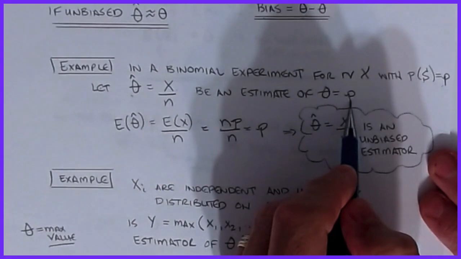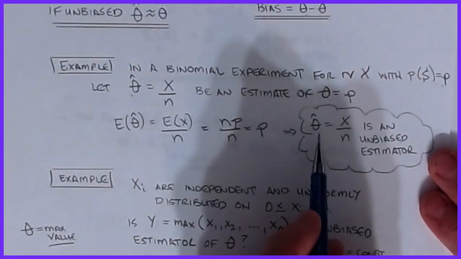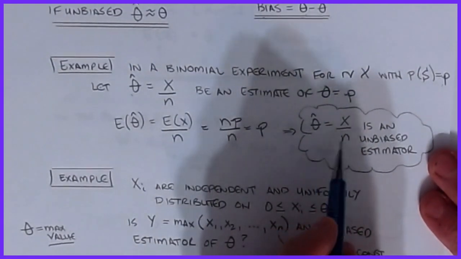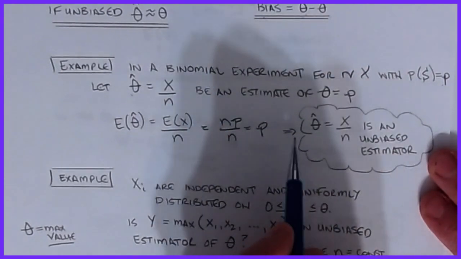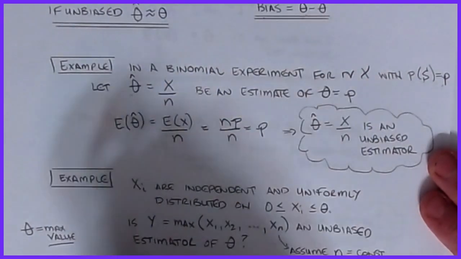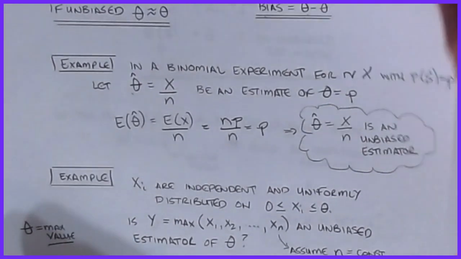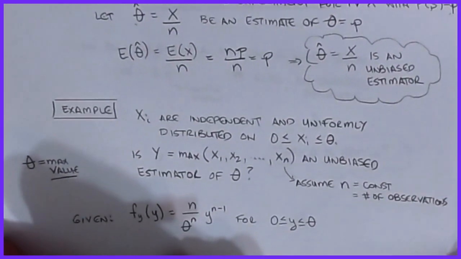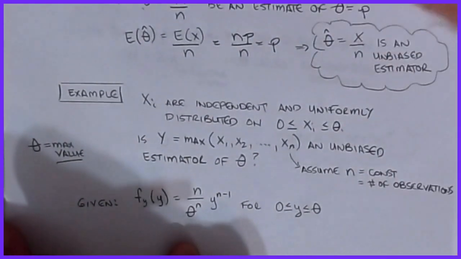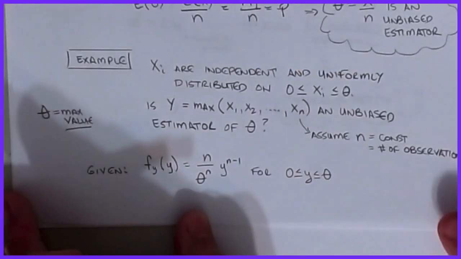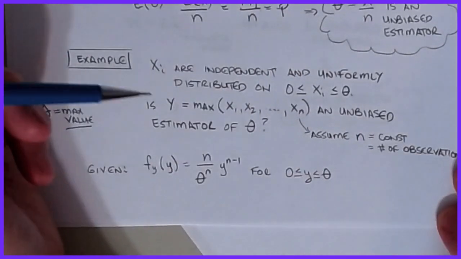So this means that theta hat equal to x over n is an unbiased estimator of my population statistic, in this case the probability that we're after for a particular data point. So that's the first one. Like I say, fairly basic, just kind of trying to get our feet wet. Let's try one that's a little bit more challenging.